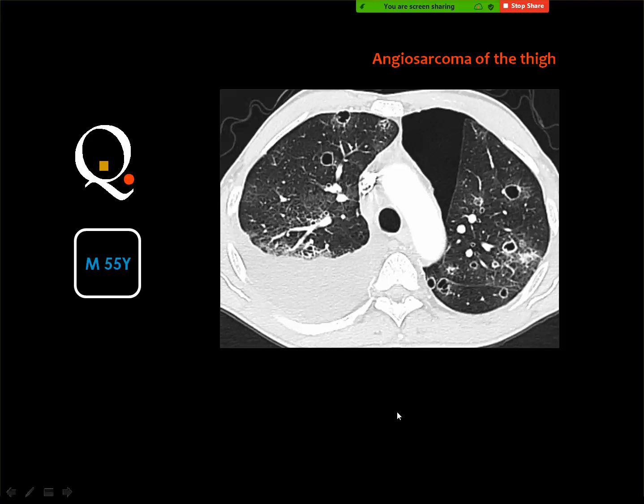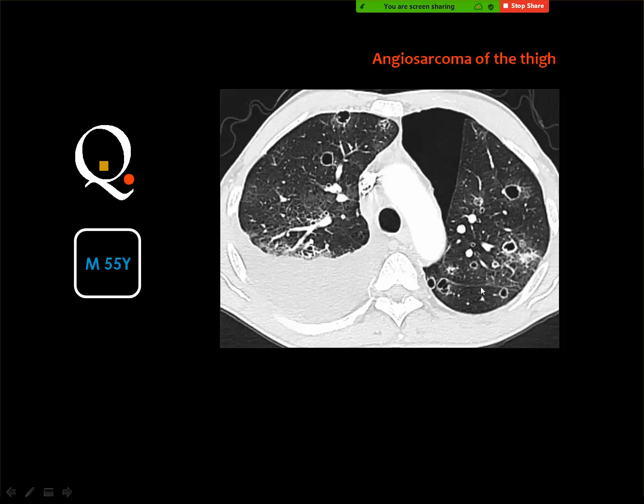And this, cavitary lesions, multiple cavitary lesions. Yes, there are multiple cavities in both lung fields, and there is also a pleural effusion and some pneumothorax. What do you think? Cavitary metastasis. Metastasis from what? Angiosarcoma. Yes, the patient had angiosarcoma of the thigh.